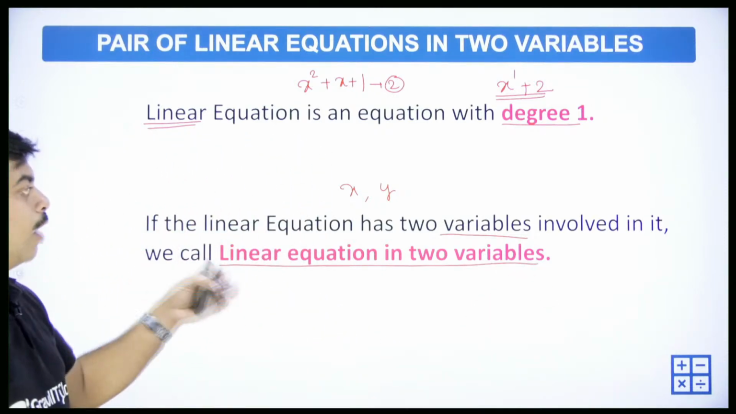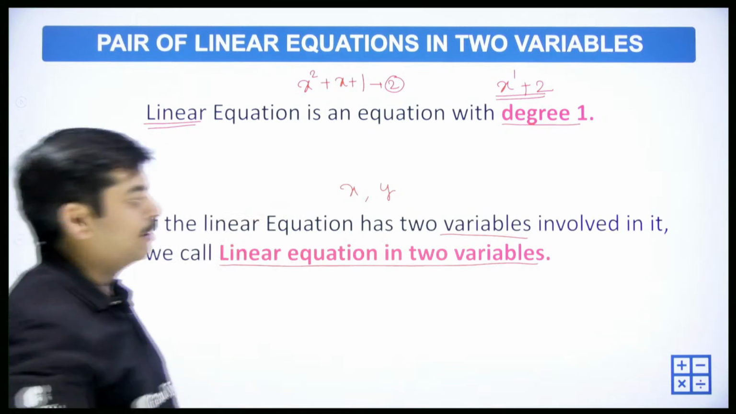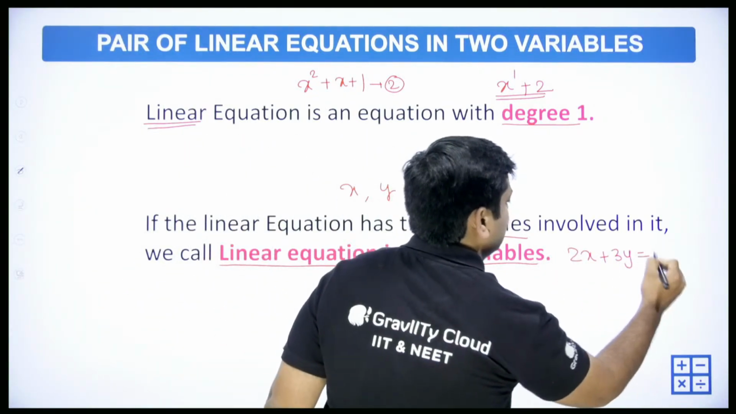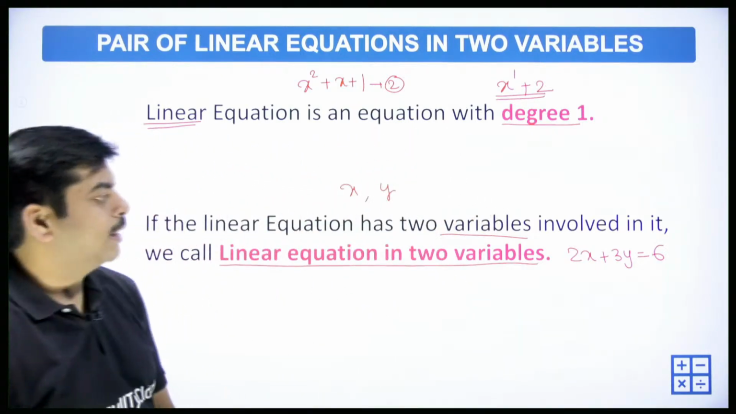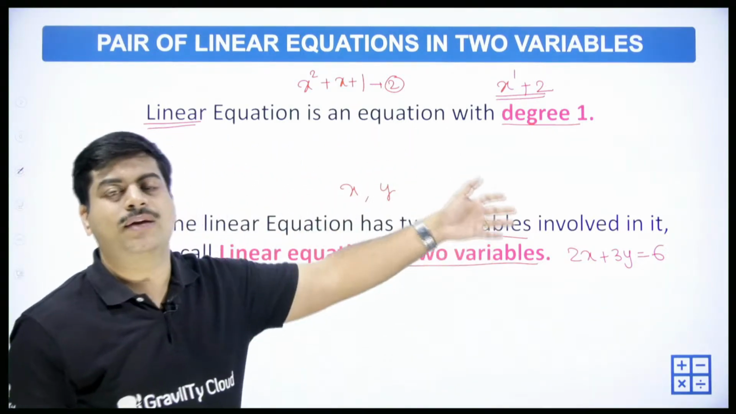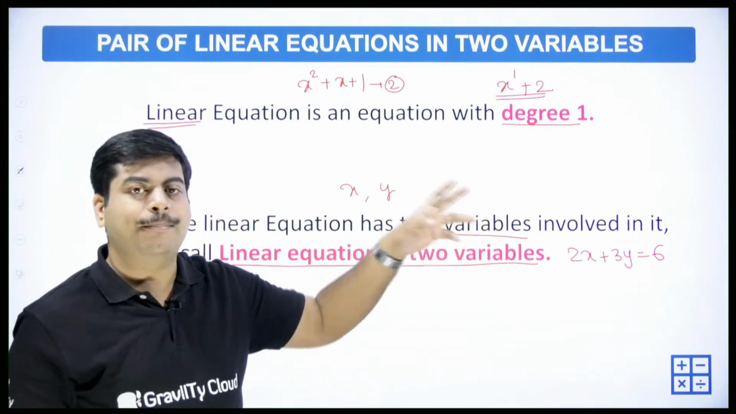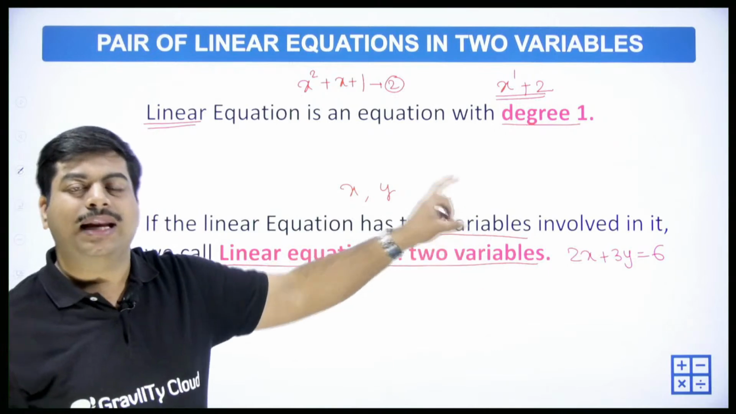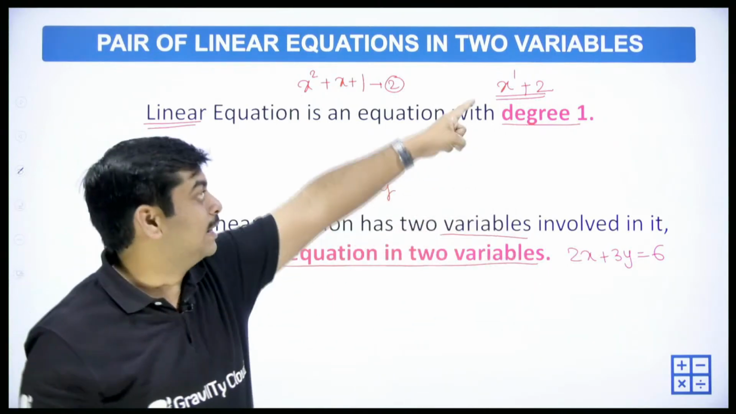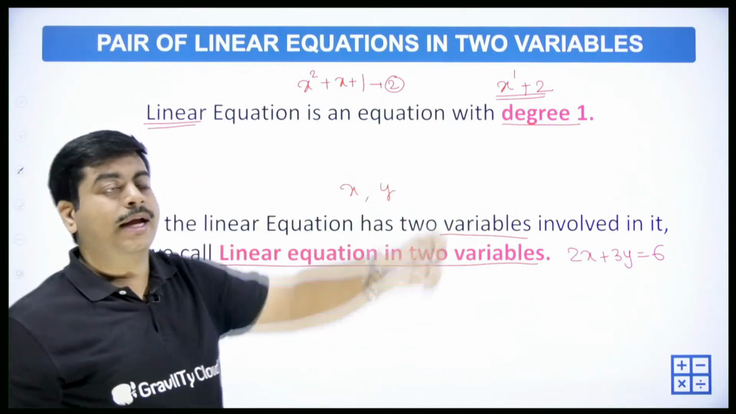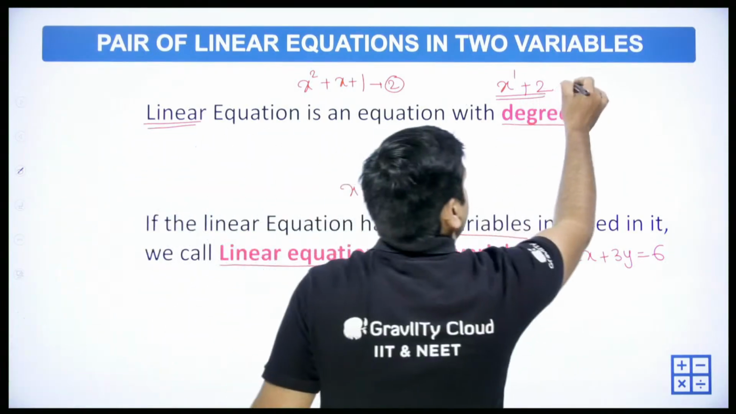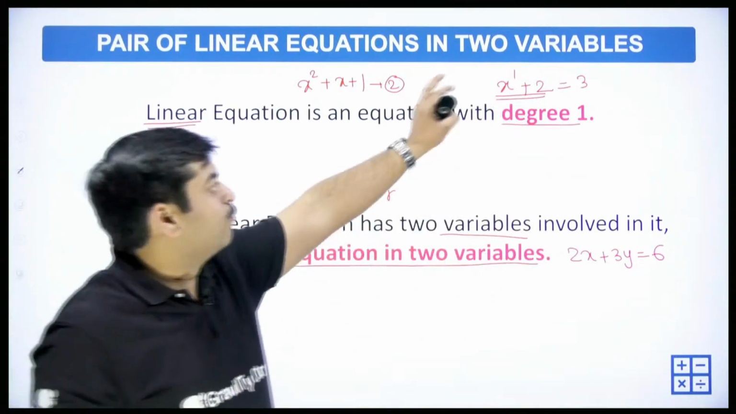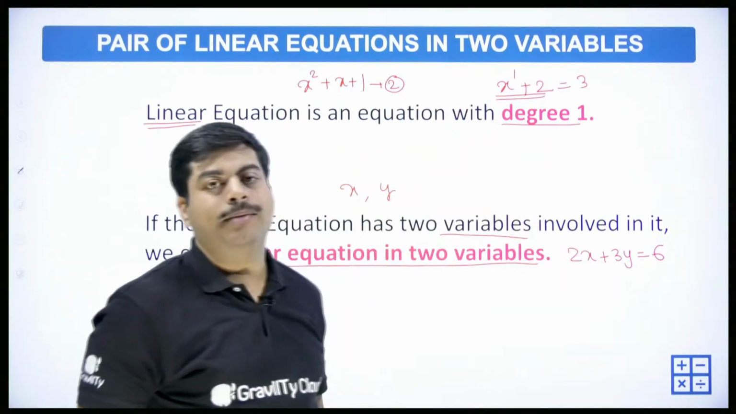How will the equations look with 2 variables? I'll give you a small example: 2x plus 3y is equal to, let's say, 6. That is one simple linear equation in terms of x and y. Both the variables' power is 1, the highest index is 1. So it is a first degree linear equation in 2 variables. This is a linear expression in 1 variable. For an equation you need to have equality. Linear equation in 1 variable, linear equation in 2 variables, right?